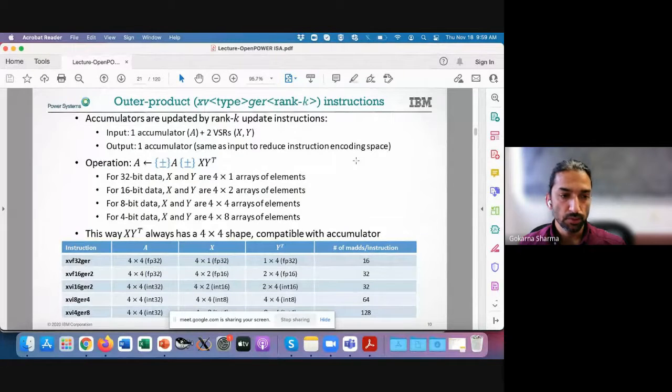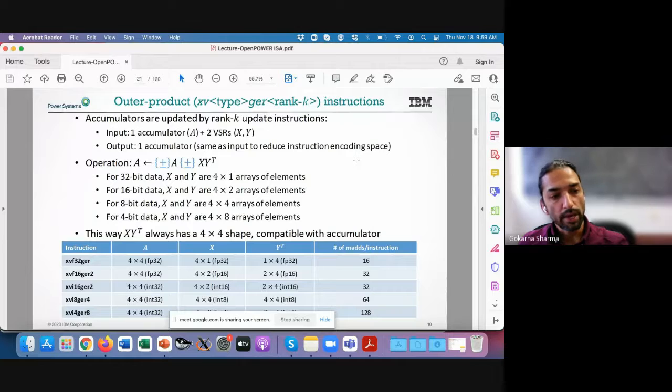For example, if you use 32-bit data, then X and Y both are 4 times 1 arrays of elements, so there is only 1 column and 4 rows, just vertical. For 16-bit data, you have a 4 times 2 array of elements, so 4 rows and 2 columns. For 8-bit data, 4 rows and 4 columns. For 4-bit data, 4 rows and 8 columns. That's how you represent it.